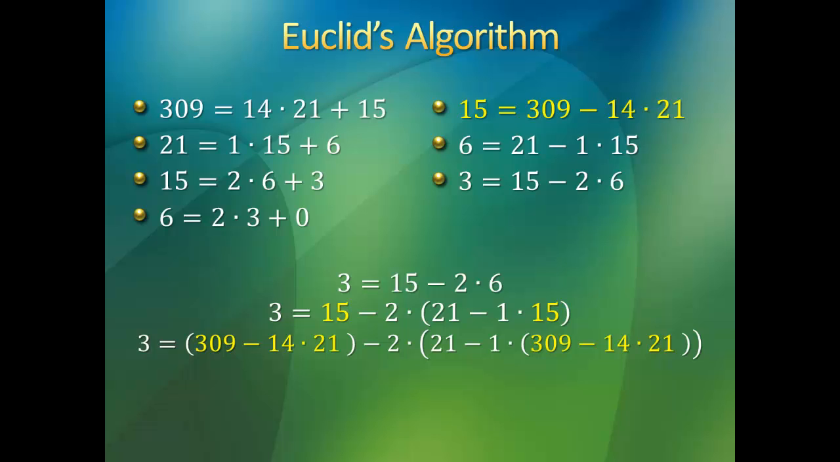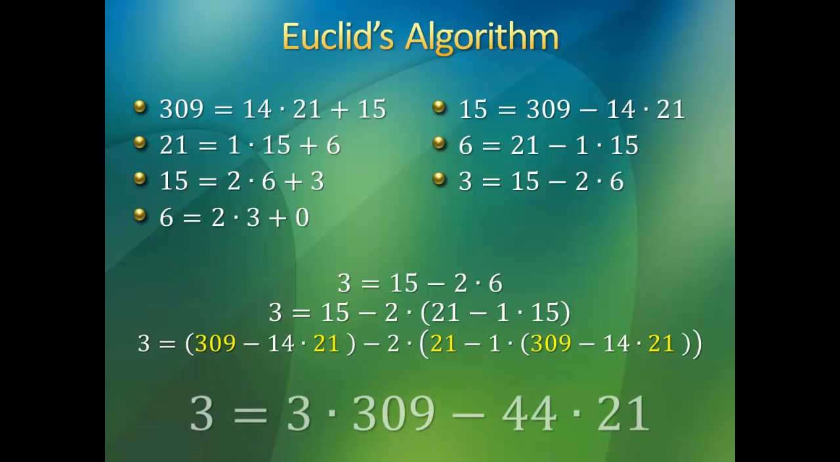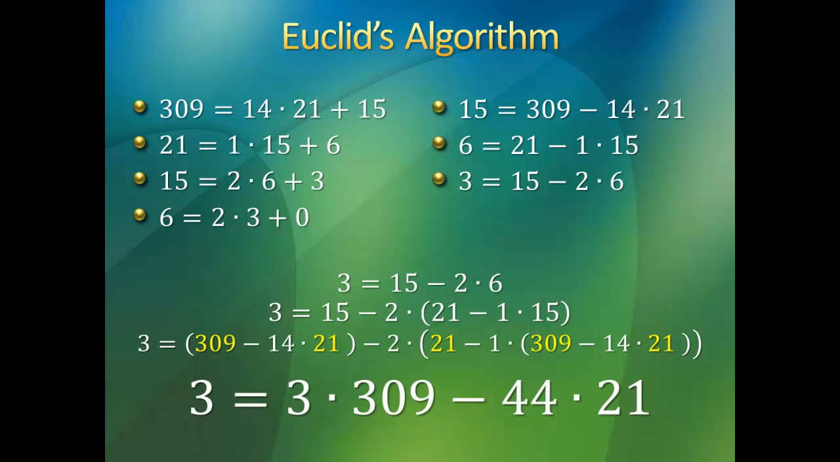The last thing we have to do now is multiply the whole thing out, but make sure to keep 309 and 21 intact so that we can group our copies of 309 and 21 together. After some algebraic manipulation, we get 3 equals 3 times 309 minus 44 times 21. And there we have it. If we let m equal 3 and n equal negative 44, then 3 equals 309 times m plus 21 times n, just as we wanted.